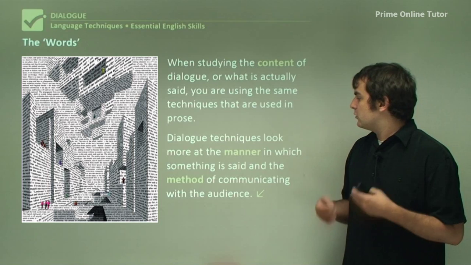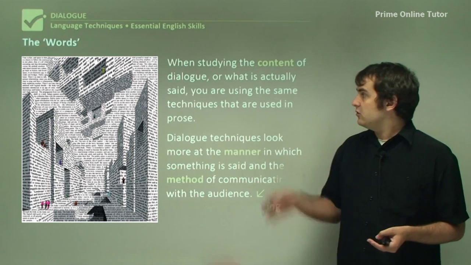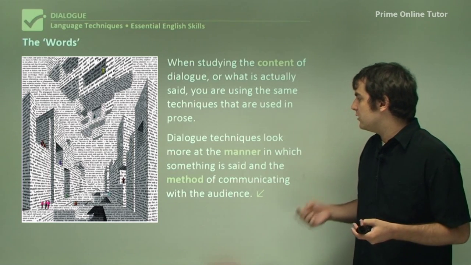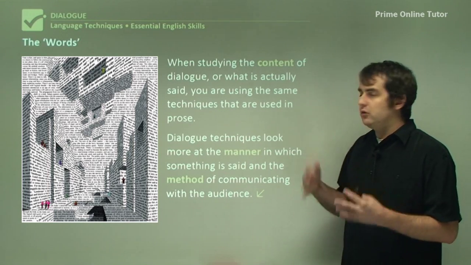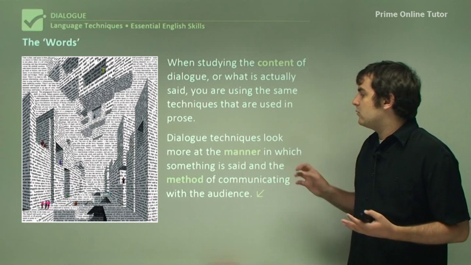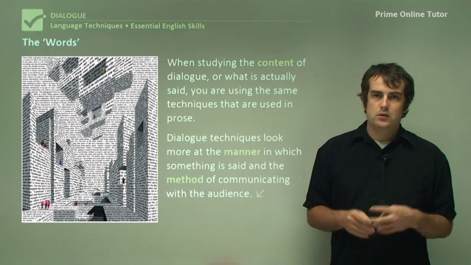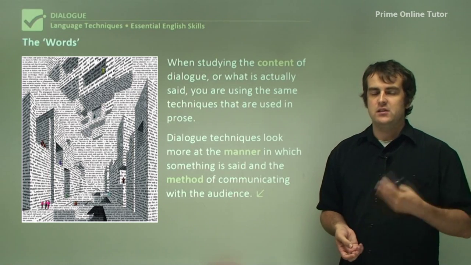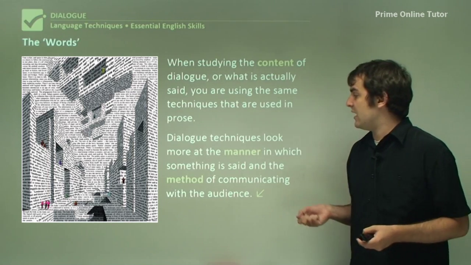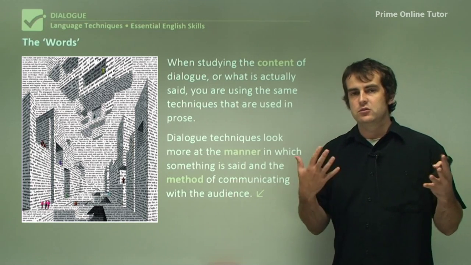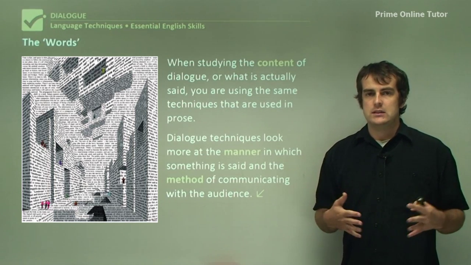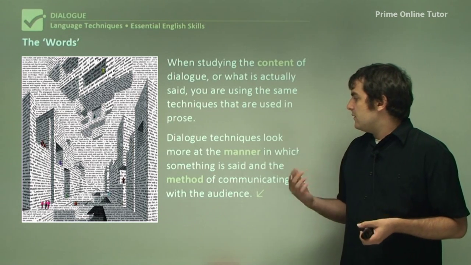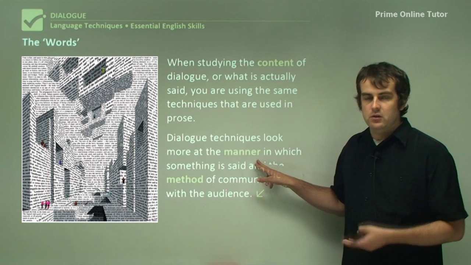Dialogue techniques basically look more at the manner in which something is said. So you'll still look at the words and what each character reveals in their dialogue, but you'll be mainly looking at, if we're looking in terms of dialogue techniques, the manner in which something is said and the method of communicating with the audience. So, but especially with plays and films and these sorts of visual texts, which also use sound, where someone is able to talk and be able to communicate through voice and through things that are being said, then the manner in which they say things is important, because obviously we can hear it.